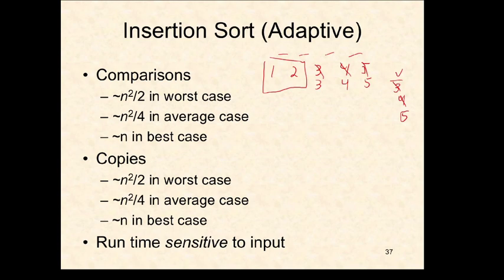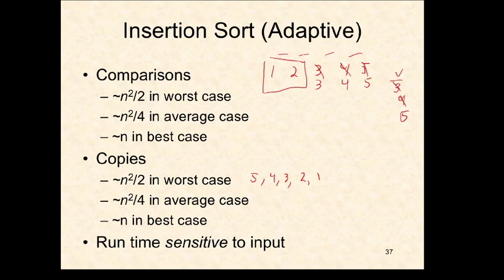So in our best case, we do about n comparisons. Really, it's closer to 2n, but it's still O of n. Our copying, because we're not swapping anymore, in the worst case, would be like 5, 4, 3, 2, 1. Everything gets swapped every time.